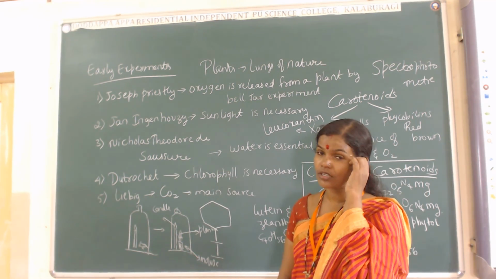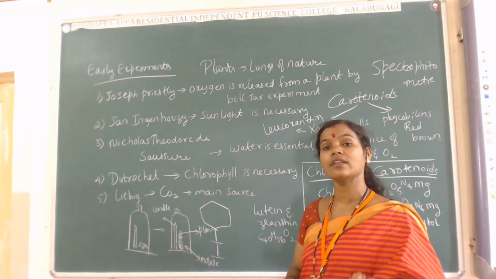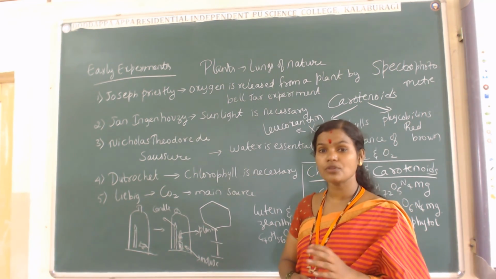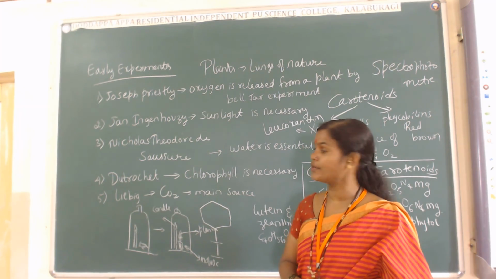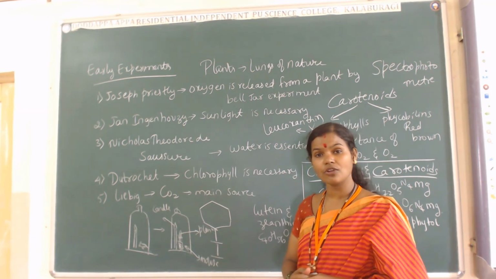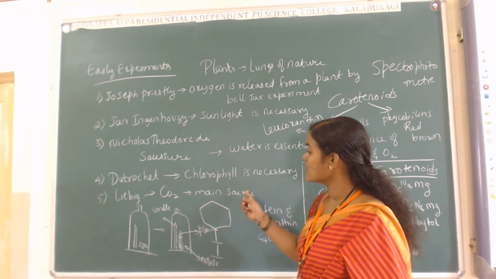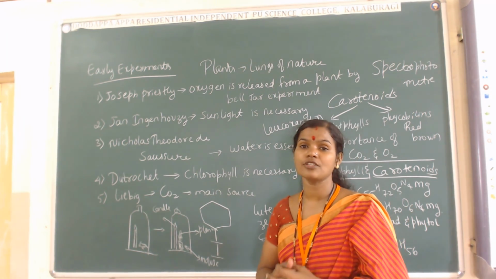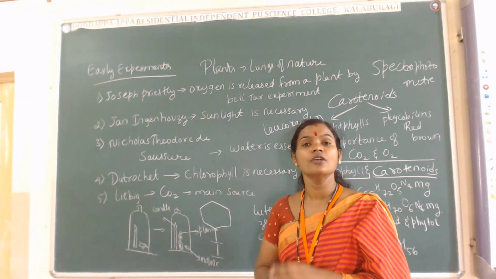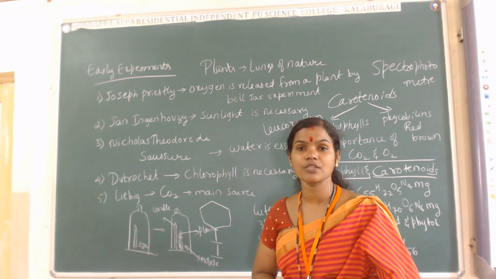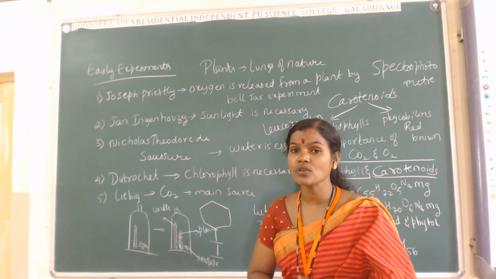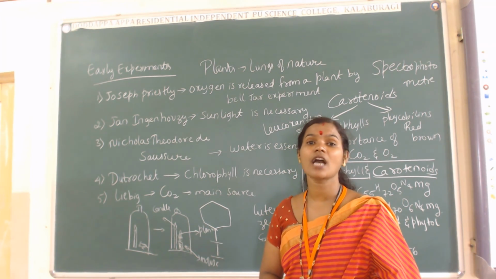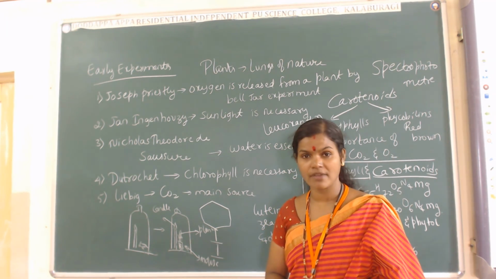Next is Jan Ingenhousz has proved that sunlight is necessary for the process of photosynthesis. Nicholas Theodore de Saussure has proved that water is essential, and the importance of CO2 and the O2. Dutrochet has proved that chlorophyll is required for photosynthesis. Liebig finally has proved that CO2 is a very important source for the process of photosynthesis. Without CO2, no carbohydrates we are going to see. That is why photosynthesis is called as what? Carbon assimilation or carbon fixation.